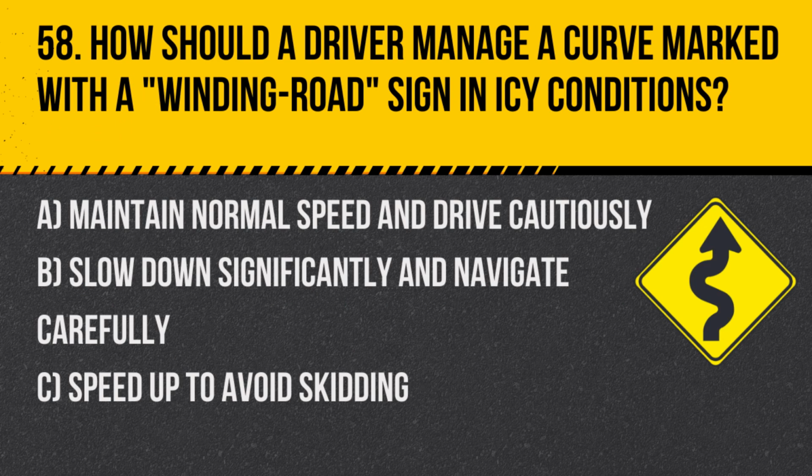Question 58. How should a driver manage a curve marked with a winding road sign in icy conditions? A. Maintain normal speed and drive cautiously. B. Slow down significantly and navigate carefully. C. Speed up to avoid skidding. Answer: B. Slow down significantly and navigate carefully. Icy conditions require extra caution.